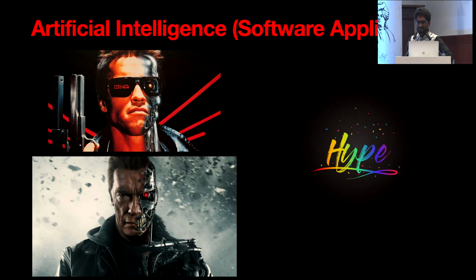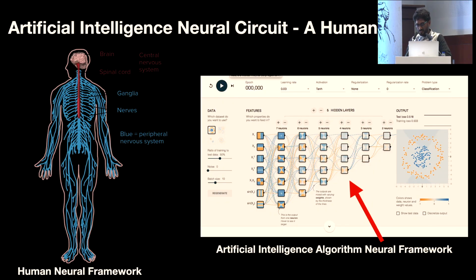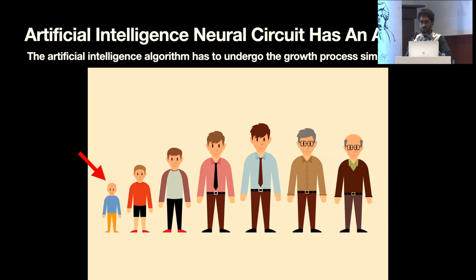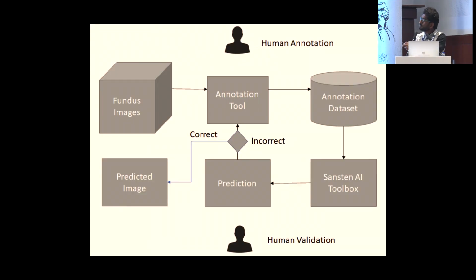Coming to the last part, artificial intelligence, which goes hand in hand with these kinds of inventions. In the software application which we innovated, we used a different concept of human intelligence with AI. We wanted to utilize human intelligence in AI because AI is ultimately like a human. It has a CNS, just like the neural network of humans. It has to undergo a growth phase. So we train the machines with two human interfaces: human annotation to train it, and human validation to correct it if it's moving in the wrong direction.